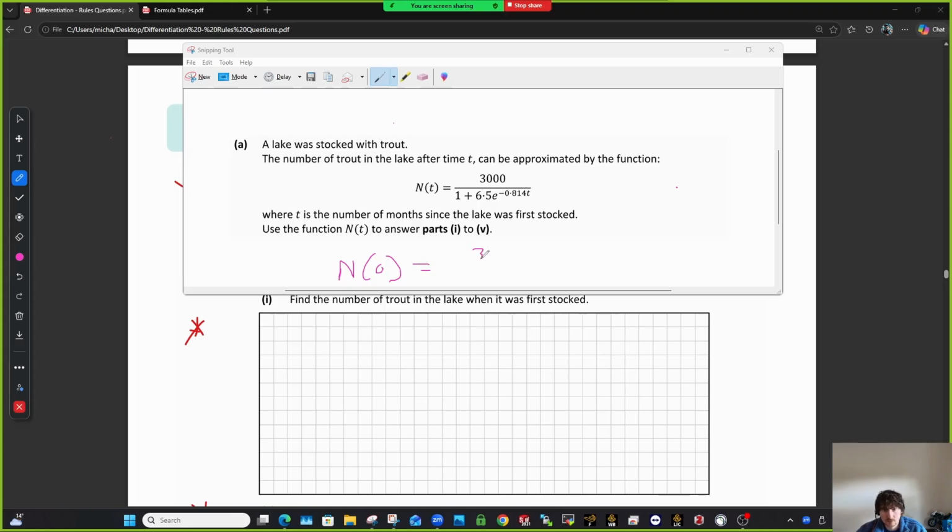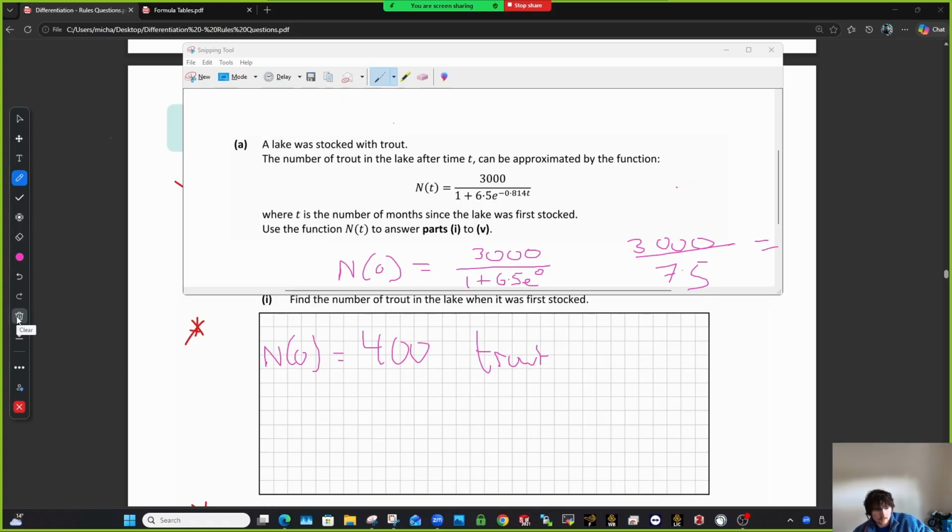So then that's just equal to 3000 over 1 plus 6.5 e to the 0. Because anything to the power of 0 is 1. So this is really 3000 over 7.5. And then that works out as, it should be a whole number, 400. Okay, there's 400 trout. It has units as well, so you do need to say trout.